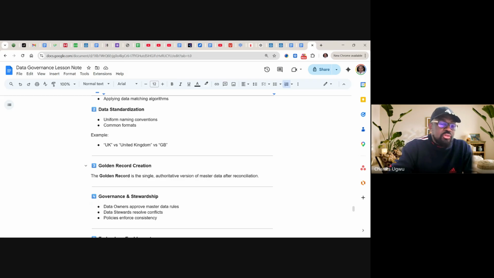Golden record creation. Golden record creation is the single authoritative version of master data after reconciliation. This is the golden standard. This is how it's supposed to be. Once it's not up to that gold standard, we are not taking it. It's not up to the standard. You must have a benchmark, an authoritative version of this is what looks good.